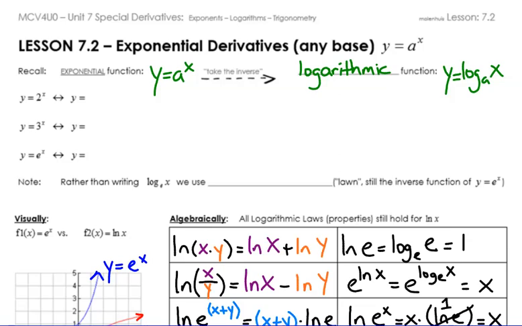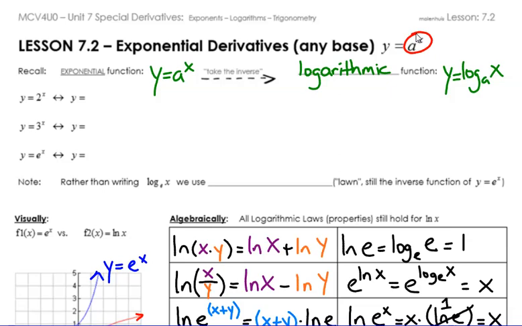This is lesson 7.2, and I'm going to be going into exponential derivatives, but ones with any base. Because in 7.1, we actually talked about a specific base, which was Euler's number. This time, a is going to be anything, okay? And so I'm actually going to be going into a lot of properties of logarithms.